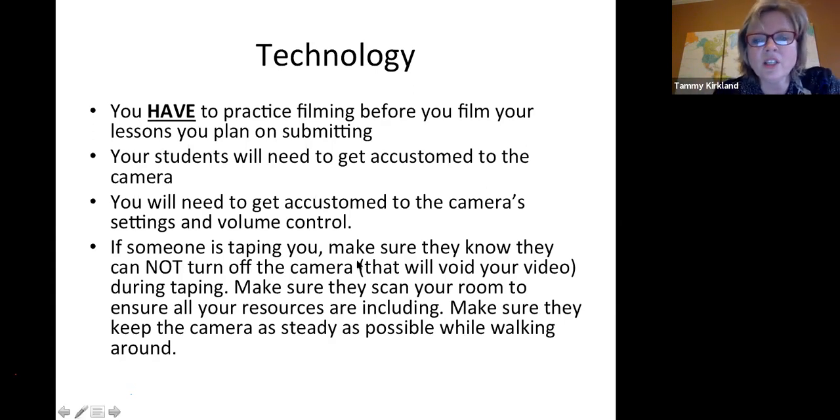If someone is taping you, make sure they know they cannot turn off the camera. It will void your video, okay? Make sure also that they scan the room to show all the resources that you're using. If you have a projector, make sure you have something instructional projected up on the board and that's included when they scan around the room, okay? Don't worry if your video is a little wobbly. That happens. That's not an issue.